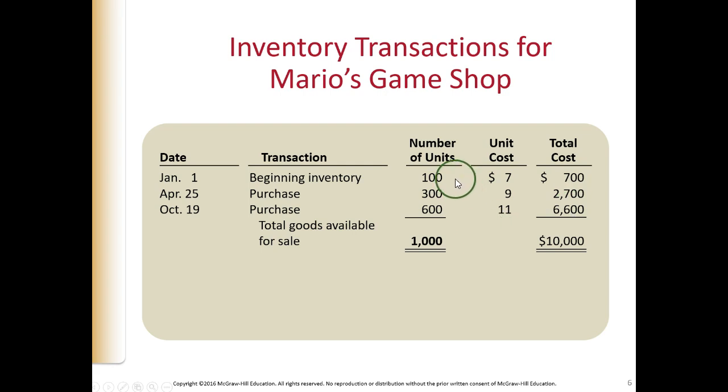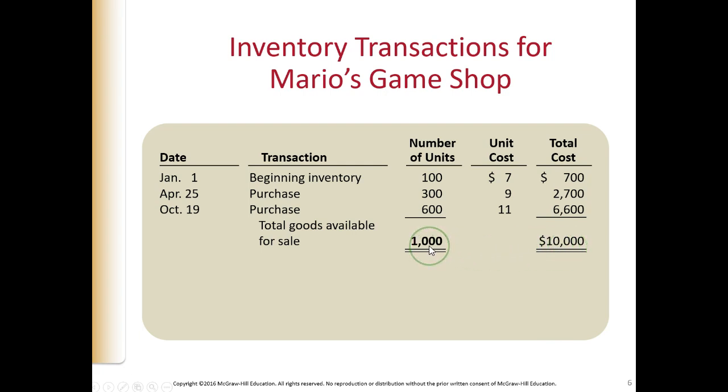So what we have here is we have purchased during the year 900 plus the 100 we had at the beginning. So we have 1,000 units we're trying to sell during the period, 1,000 units. They have a total cost of $10,000.